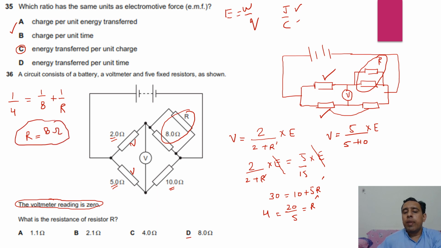This is the correct one. Without calculation, you can solve it as well. For example, if two resistors are similar, then their combined resistance becomes half of one of the resistors. If one resistance is 8, then the other must be 8, so their combined resistance is 4. Moving towards question number 37.